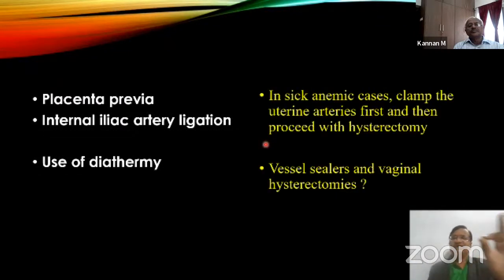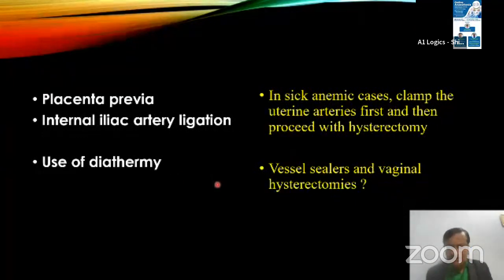In sick anemic cases, first clamp at least the uterine arteries, then proceed with the hysterectomy. There are a lot of vessel sealers, and in vaginal hysterectomies the bleeding is very minimal now. So these are certain small things which make intraoperative anemia strategy very simple.